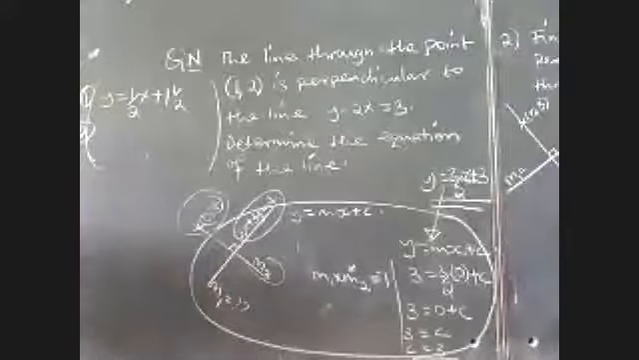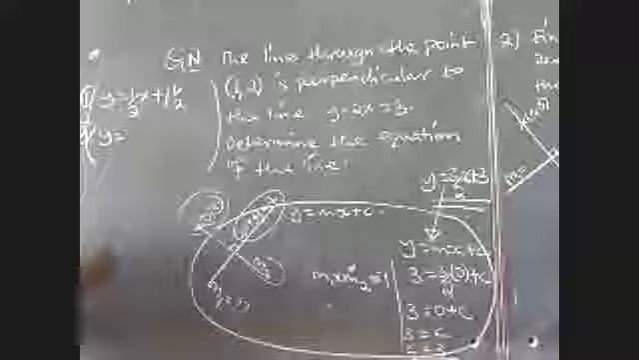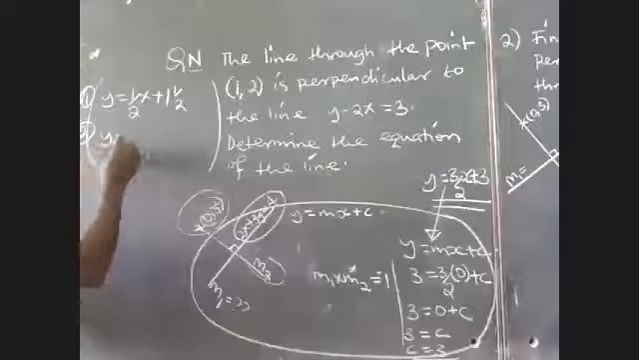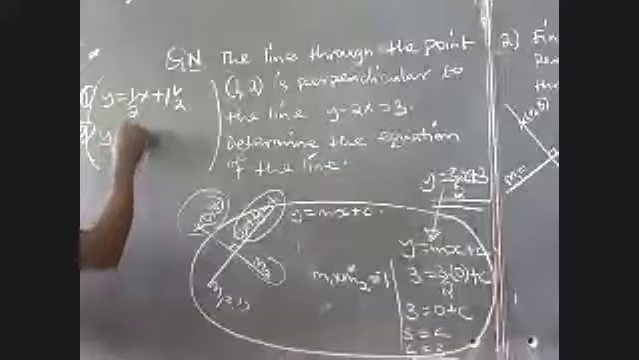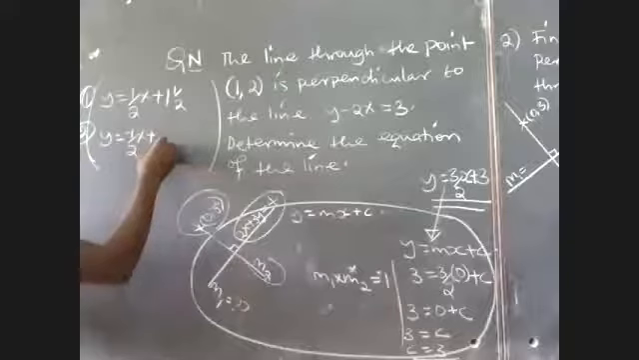Jovia. I got y is equal to negative 1 out of 2 plus 3. I mean, 1 out of 2x plus 3. y is equal to? Negative 1 out of 2x plus? 3. Okay. Another person?